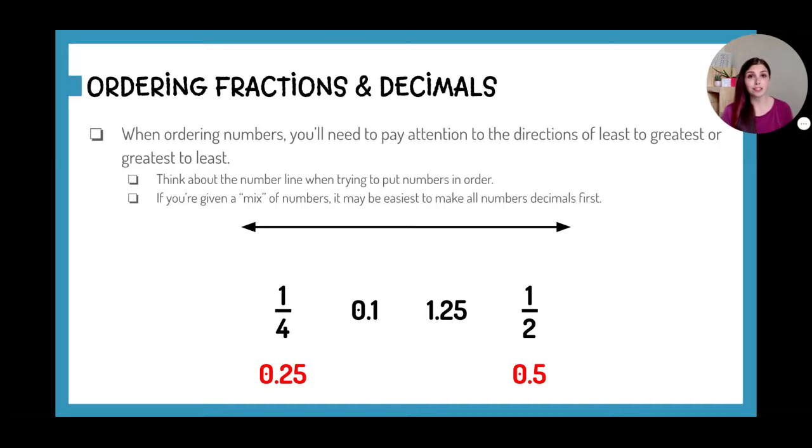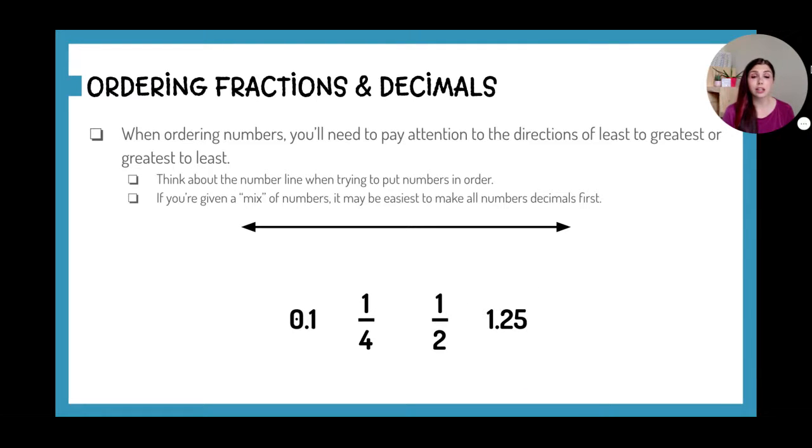So now, as I learned in the last video, if I just line up all of my decimal points, I can clearly see which number is the smallest and which number is the largest. And then I just put them in order, least to greatest or greatest to least. So if I was doing them least to greatest, it would look like this: 1/10, and then 1/4 or 0.25, 1/2 or 0.5, and 1.25. Now they're in order from least to greatest.